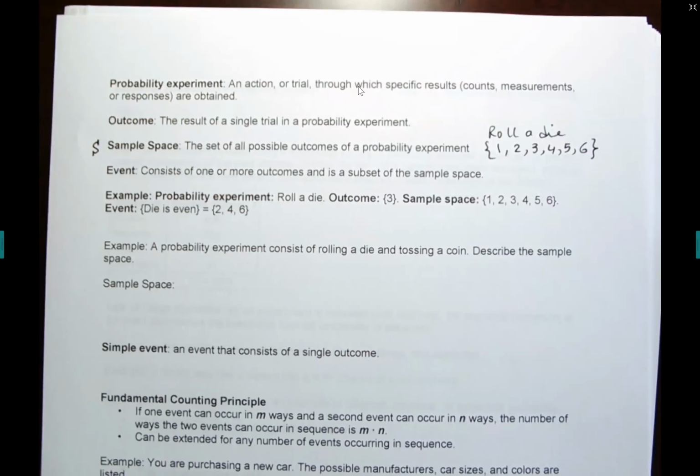Event. What is an event? An event consists of one or more outcomes, and it is a subset of the sample space. For example, you roll a die, you would win if you get an even number. So what are the numbers that would work in your favor if you get an even number? If you get 2, you would win. If you get 4, you would win. And if you get 6, you would win. So 2, 4, 6 make your event. So the event is what works in your favor.